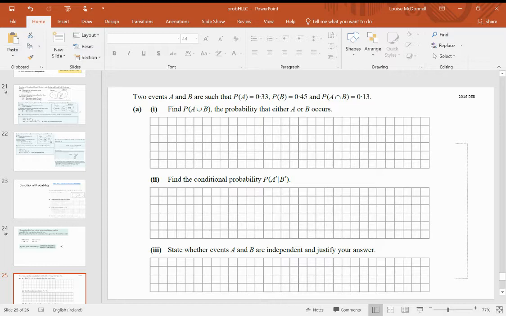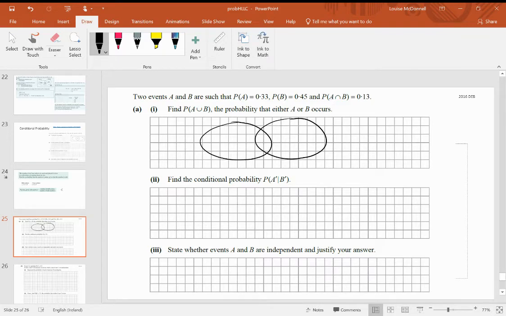Okay, two events A and B are such that the probability of A is 0.33, the probability of B is 0.45, and the probability of A intersection B is 0.13. Find the probability of A union B, the probability that either A or B occurs. So what you want to look at there is a Venn diagram.